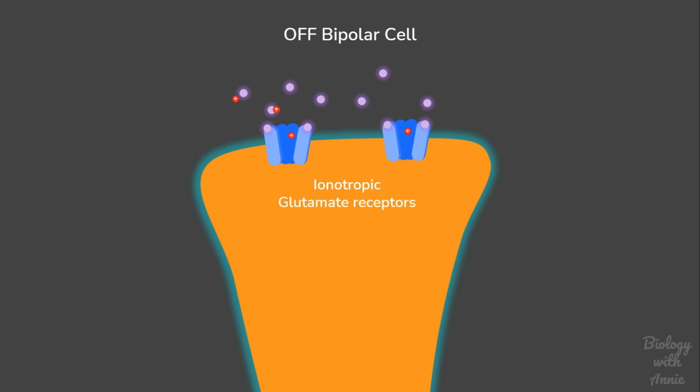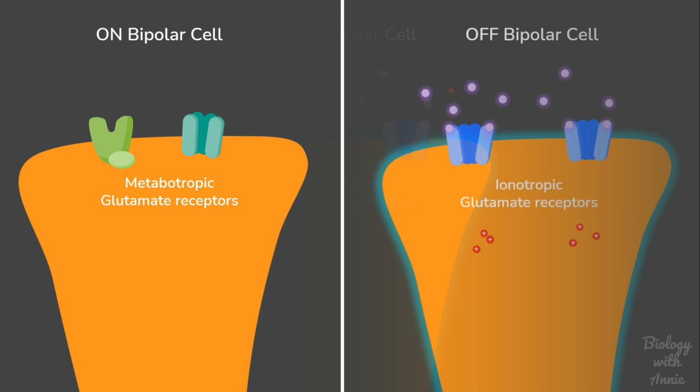In contrast, on bipolar cells have metabotropic glutamate receptors, which are inhibitory in nature. These receptors do not function as ion channels. Instead, when glutamate binds to them, they activate a messenger molecule that closes cation channels. This inhibition is relieved only under bright conditions when glutamate release decreases. The opening of these cation channels causes the on bipolar cells to depolarize, making them more active in the light.